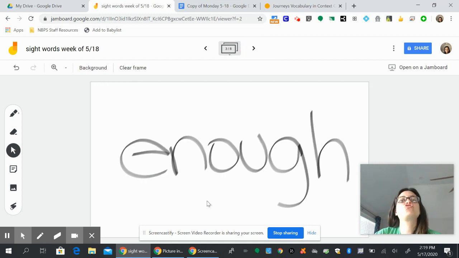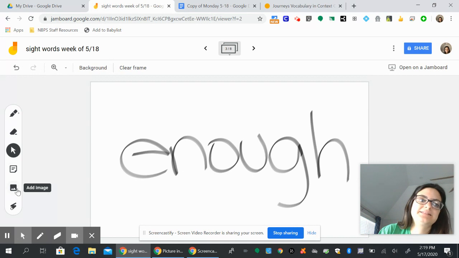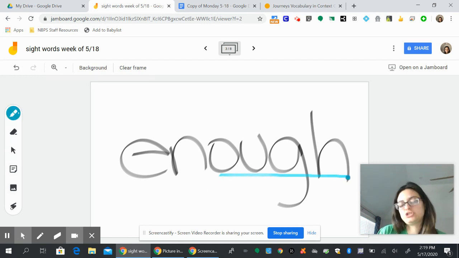Next word is tricky because it's not one that you can sound out. You need to practice. This word is enough. Now, if you were to sound it out, you're going to hear the N and the E and the N. And then enough, O-U-G-H, makes an F sound. So it's very tricky. O-U-G-H, you need to practice. Enough. Like we might say, I've had enough time in my house. Like you're done.